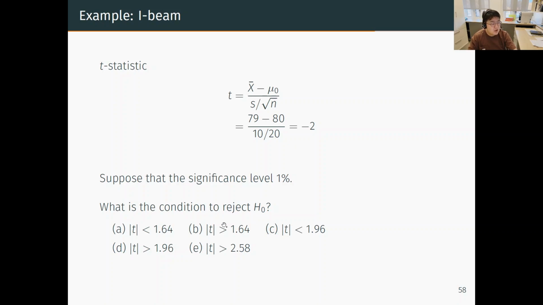That means your rejection rule must be in this direction. A does not make sense. Like the absolute value of t is smaller than 1.64 means it's close to 0. If t is 0, still this inequality will be satisfied. So you cannot reject under this inequality. So A and C are automatically failure.